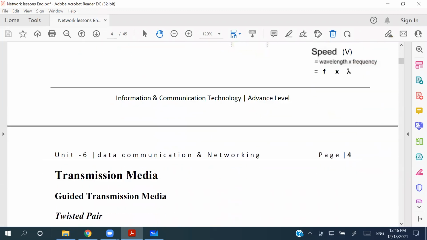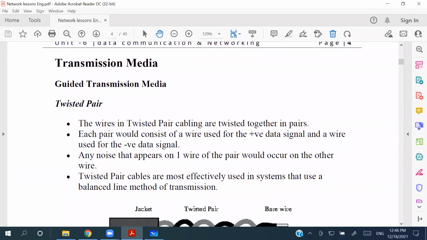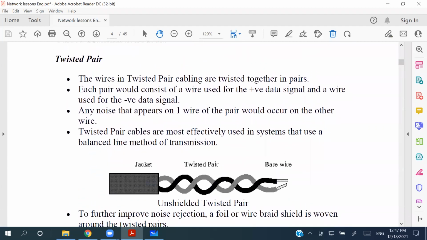Here I'm going to talk about the transmission media. Earlier I told you there are generally two major types, the guided and the unguided. Under the guided media, there are three types of wires that we have to learn. One is called the twisted pair, another is called the coaxial, and the other one is called the fiber optics.